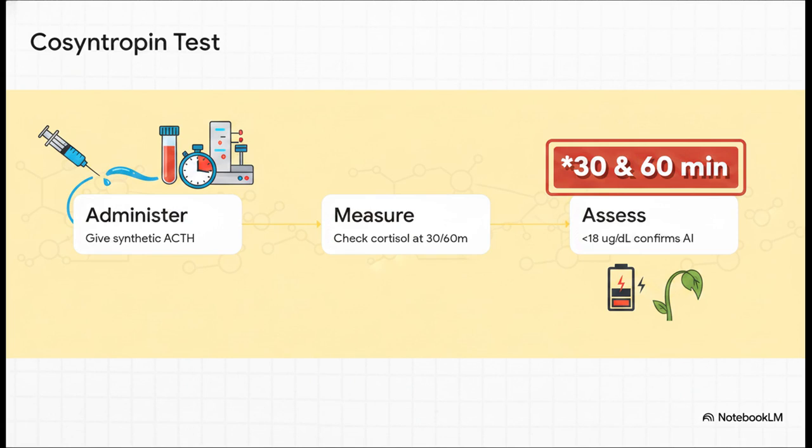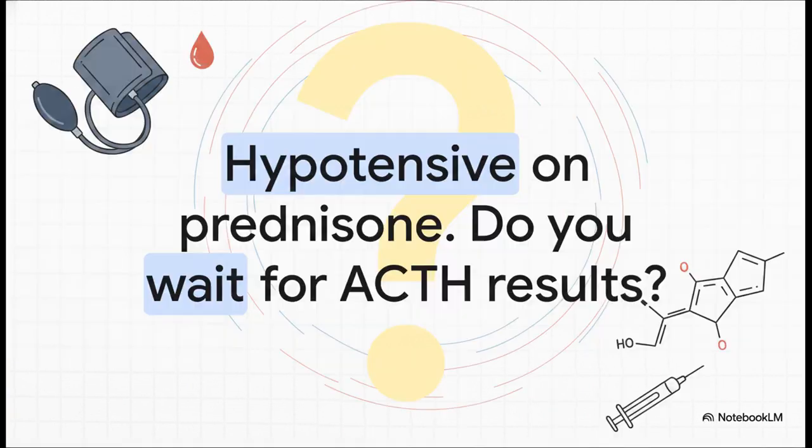The gold standard here is the cosyntropin stimulation test. You administer synthetic ACTH and then measure serum cortisol at 30 and 60 minutes. If that peak cortisol level fails to rise above 18 micrograms per deciliter, you've confirmed adrenal insufficiency. But let's throw a wrench into this with a volatile scenario. You've got a hypotensive trauma patient who takes chronic prednisone, now presenting in vasopressor refractory shock. Do you wait around for your baseline ACTH or cosyntropin results before treating them?